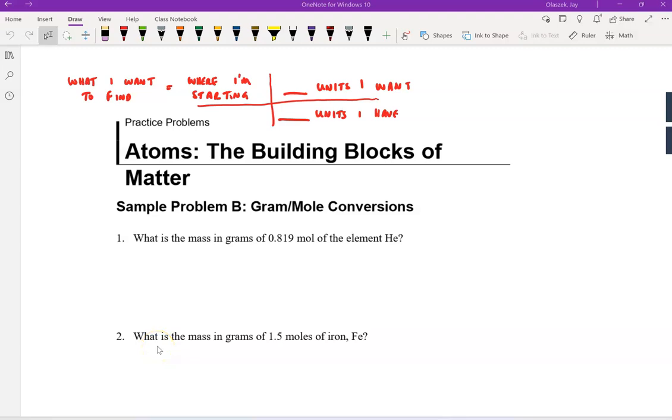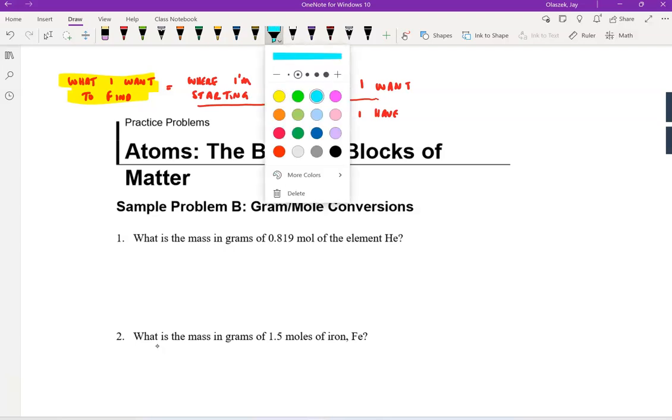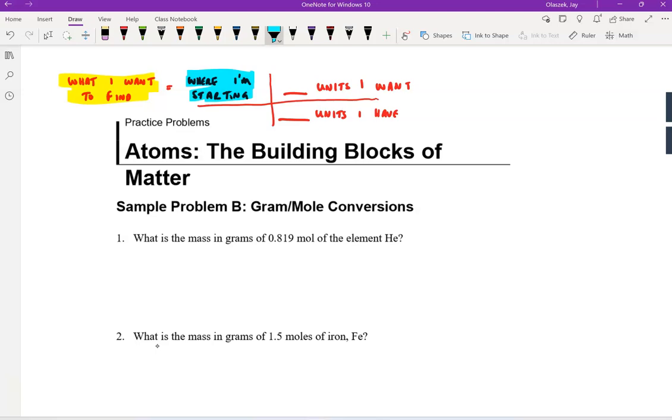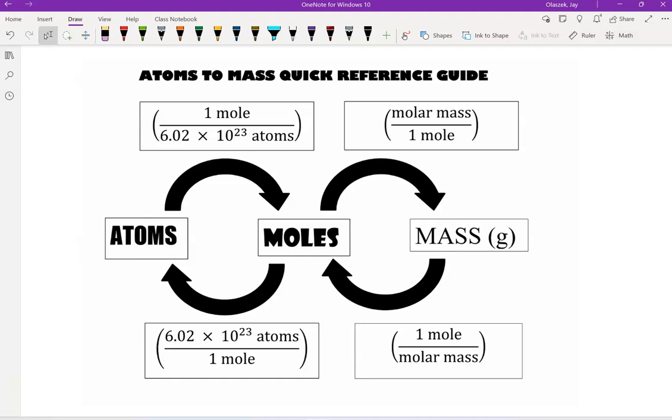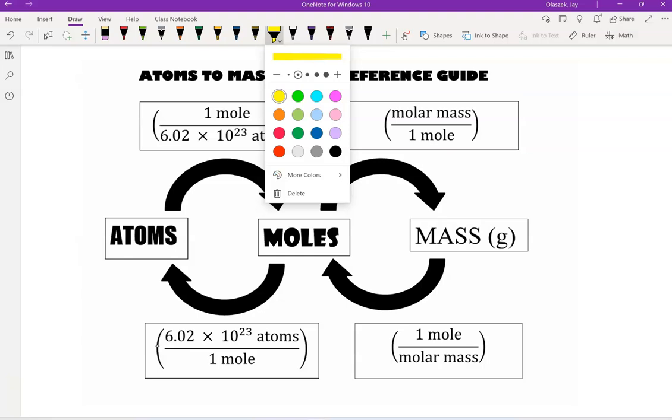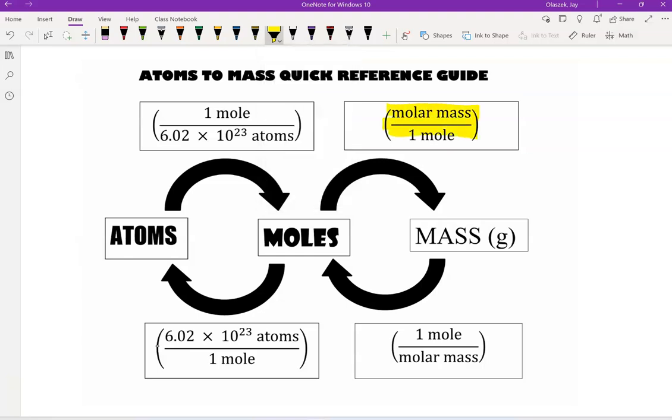Okay, we're going to do this first set here, and we're going to use this setup where we are asking a question, what we're trying to find, and using what information the problem gives us for where we're starting from. We also want to use this molar conversion guide, and every question on this particular problem set is asking us to find mass from moles. That means that the conversions are always going to look very similar. They're all going to look like this, where we just need the molar mass.